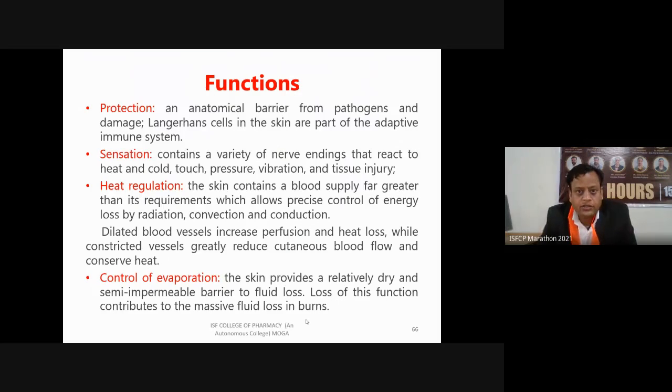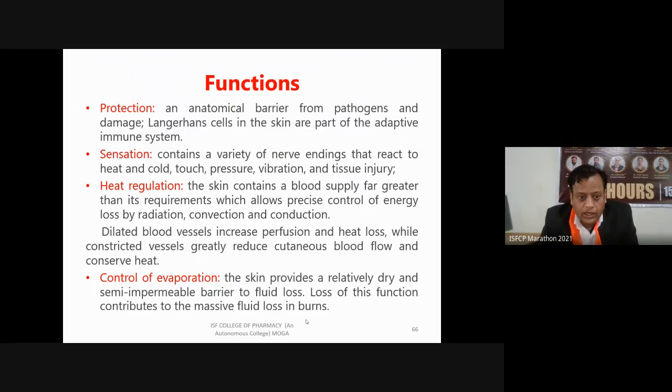The functions of skin: first is protection. It is an anatomical barrier from pathogens and damage. Sensation: it contains a variety of nerve endings that react to heat and cold, touch, pressure, vibration, and tissue injury, so it produces different types of sensation. It is also responsible for heat regulation. Skin contains a blood supply greater than its requirement, which allows precise control of energy loss by radiation, convection, and conduction.